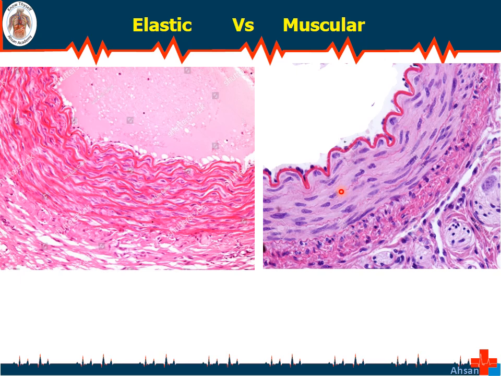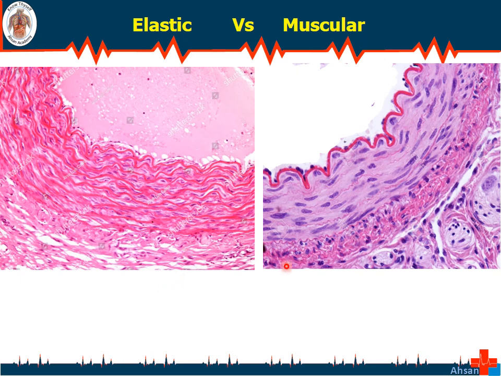Look at the right one. The internal elastic lamella is very prominent. Here it has merged with the elastic lamella of the media. In the media of the muscular artery, you can see very few elastic layers, but mainly smooth muscle. But here the elastic layer is a very large component, and in between there is smooth muscle.